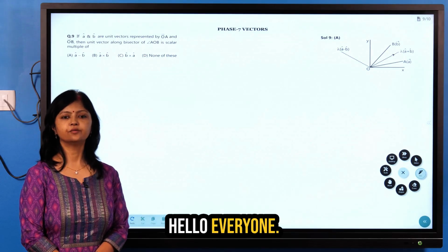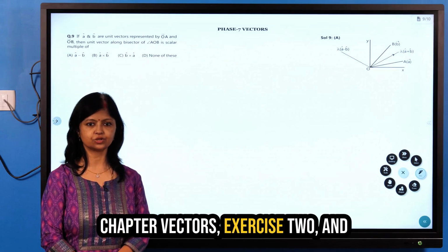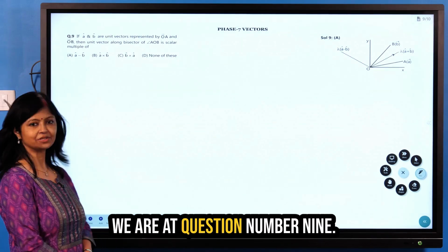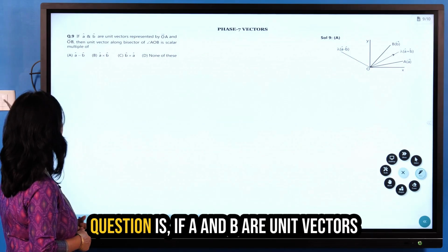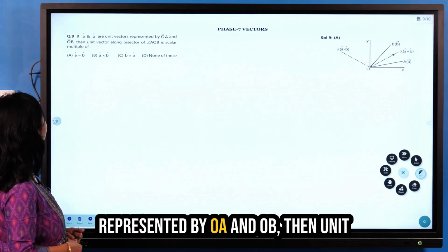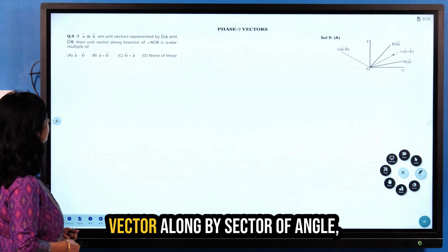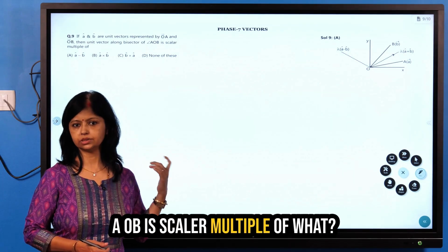Hello, everyone. We are looking at phase 7, chapter vectors, exercise 2, and we are at question number 9 now. Let's go through the question. The question is, if A and B are unit vectors represented by OA and OB, then the unit vector along the bisector of angle AOB is a scalar multiple of what?